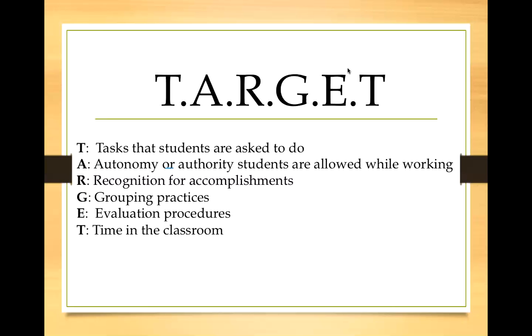As you can see on the slide, the T in TARGET stands for tasks that students are asked to do. A is for autonomy, or authority students are allowed while working. So what kind of self-authority do they have while they're doing tasks? R is for recognition of accomplishments. So how much are students being rewarded for their accomplishments? G is grouping practices. E is evaluation procedures and how you evaluate their work over a period of time. And T is for time and time management in the classroom.